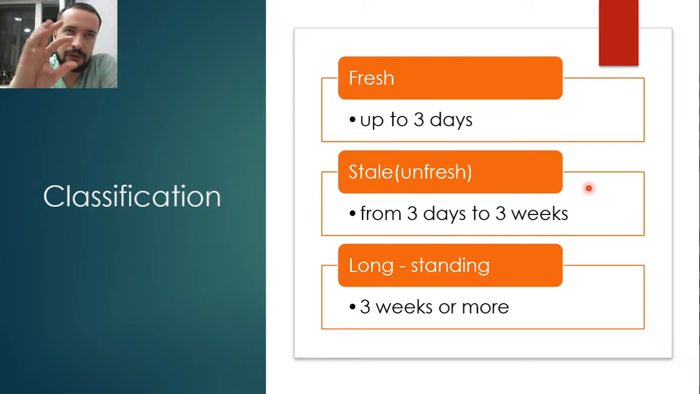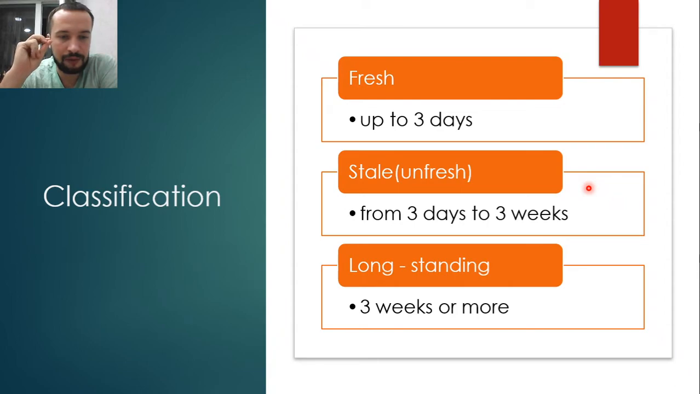Some books say that it is stale, some books say that it is unfresh, but you can try another word. You need to understand that it is unfresh. Fresh, unfresh and long standing. This is easier to remember.